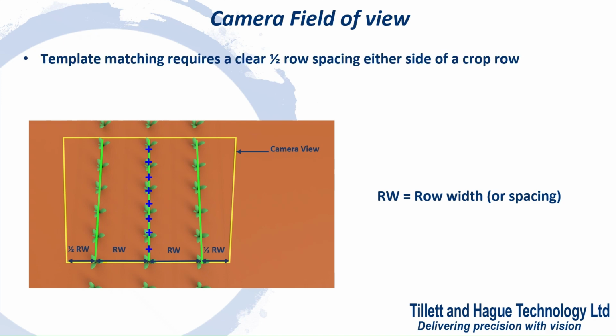Note that in order to completely track a row, we need at least half a row width or spacing to be in the view to the side of the outer row. In this example, that requirement has been met, and all 3 rows will be tracked from the top of the image to the bottom. You should receive no warnings entering this configuration.